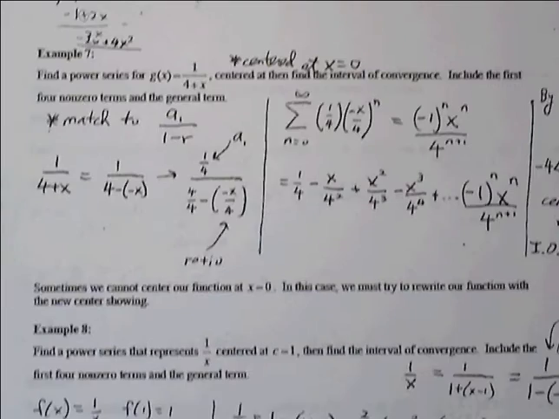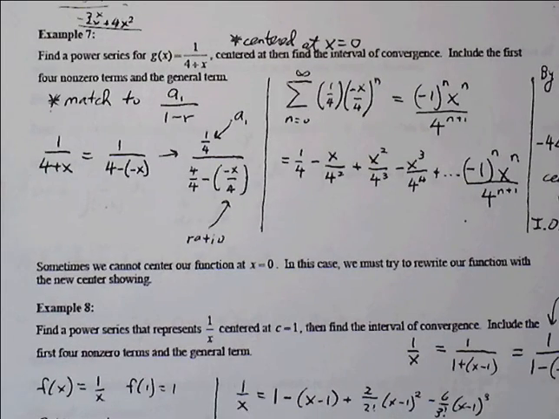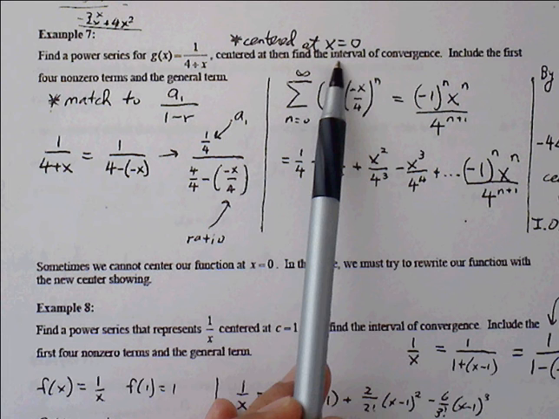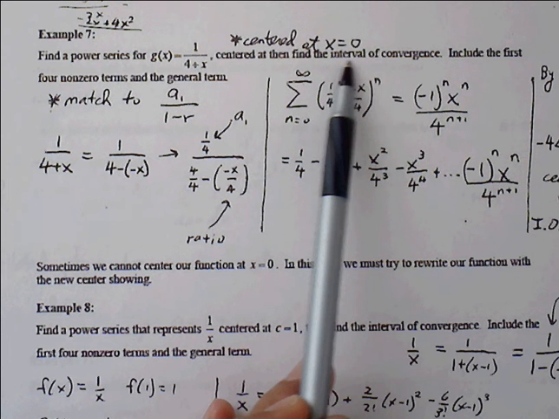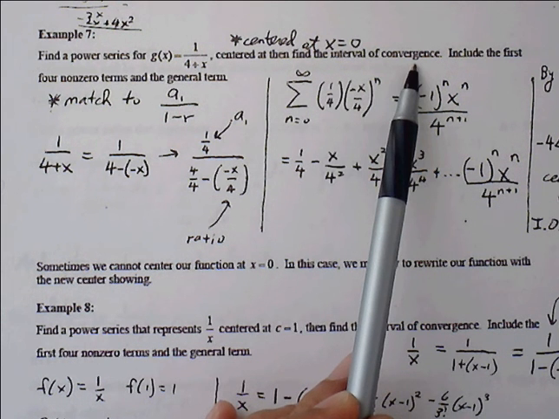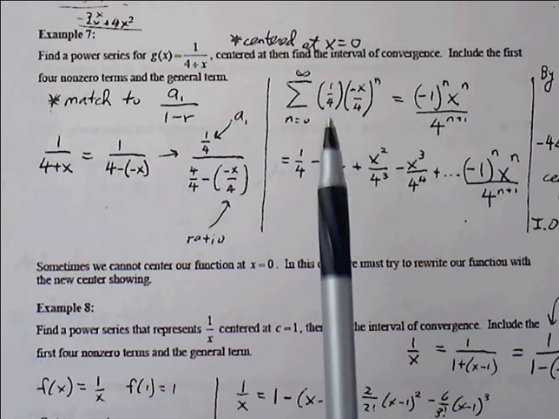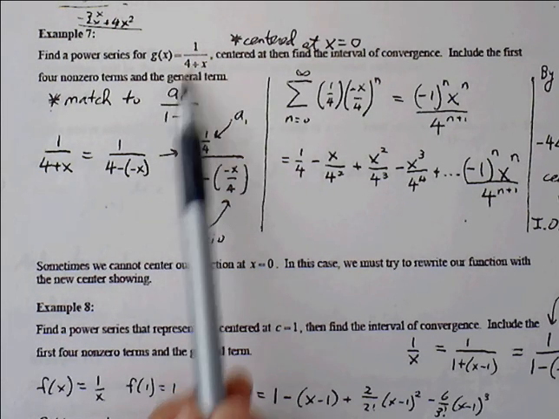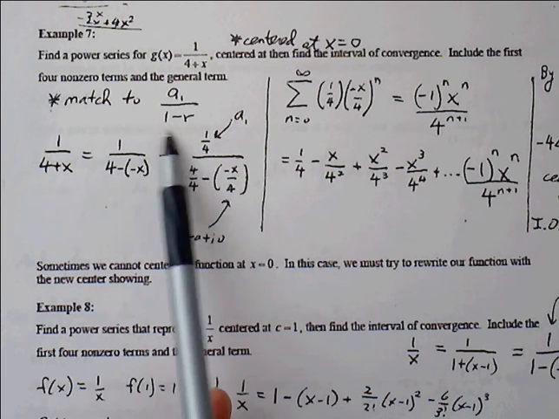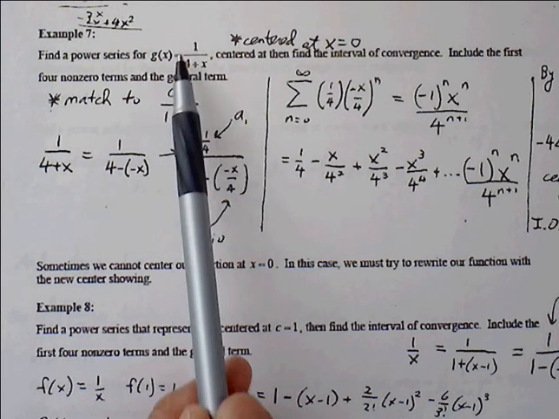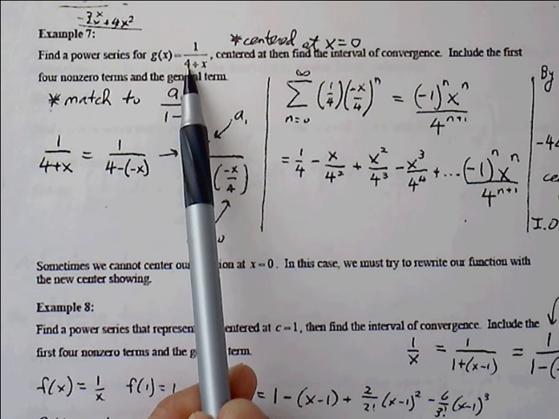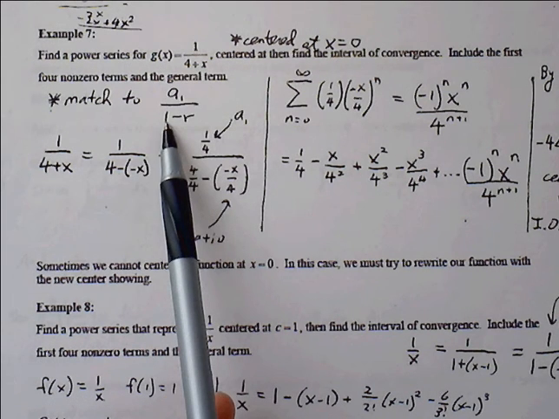Example 7, find a power series for 1 over 4 plus x. Now here, the series is centered at 0, and then find the interval of convergence, find the first 4 non-zero terms and a general term. The problem here is that this 4 is getting in the way of matching with this a sub 1 over 1 minus r. So we have to find a way, first off, to get the minus to show up, and then we also need that 4 to go away to become a 1.